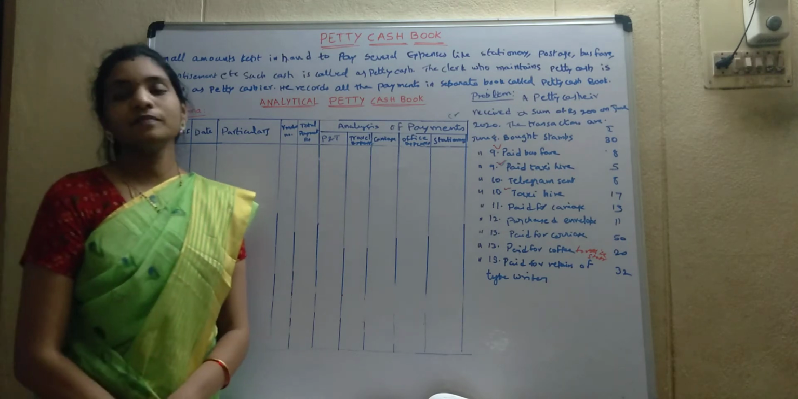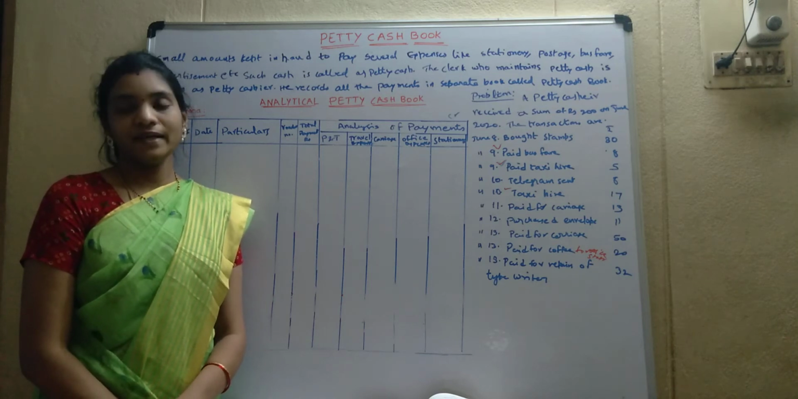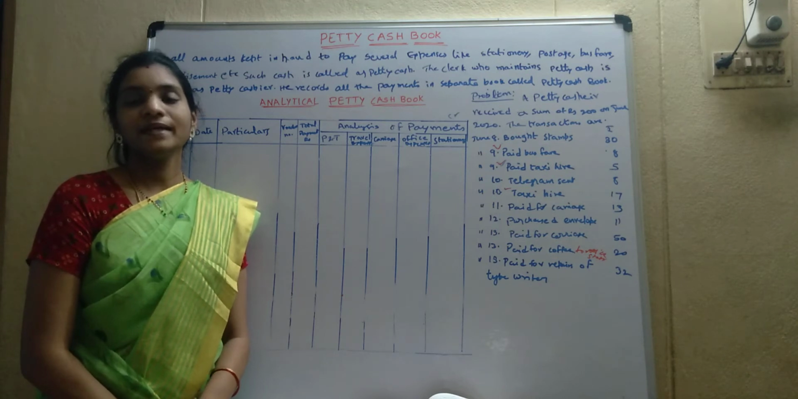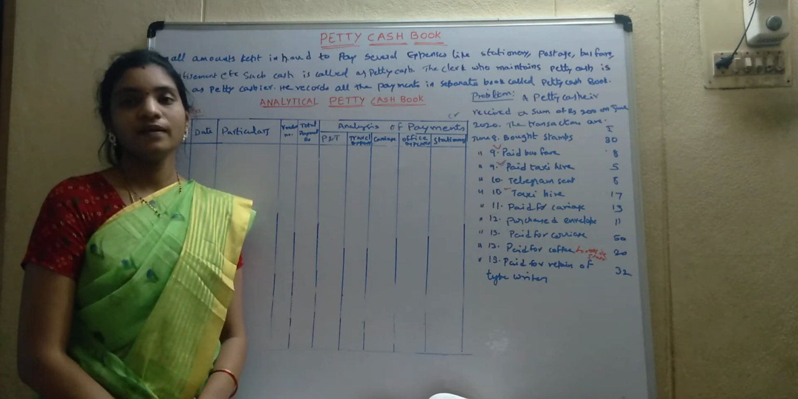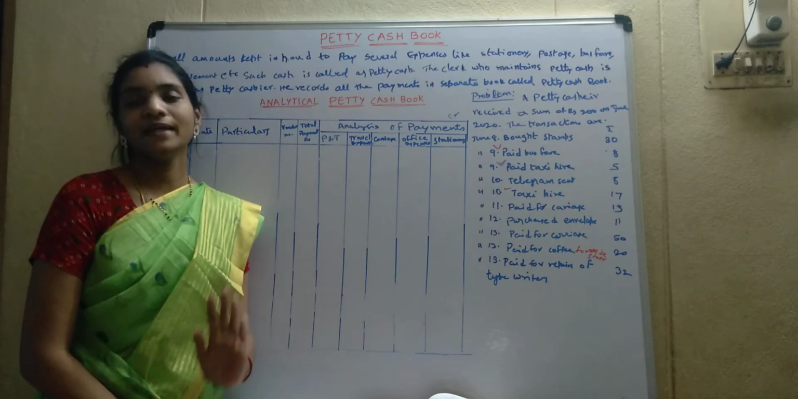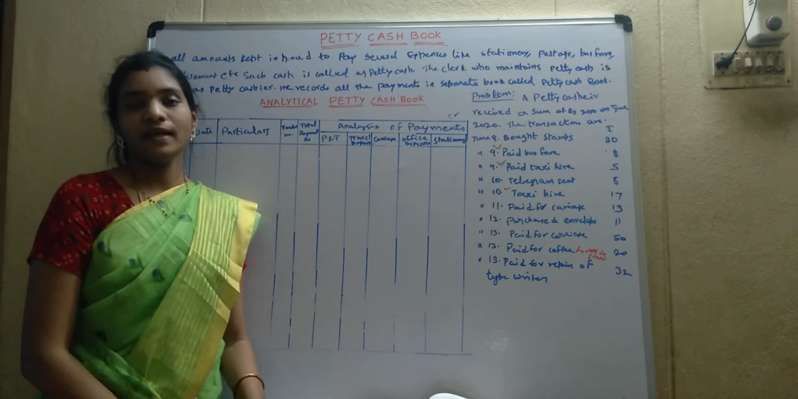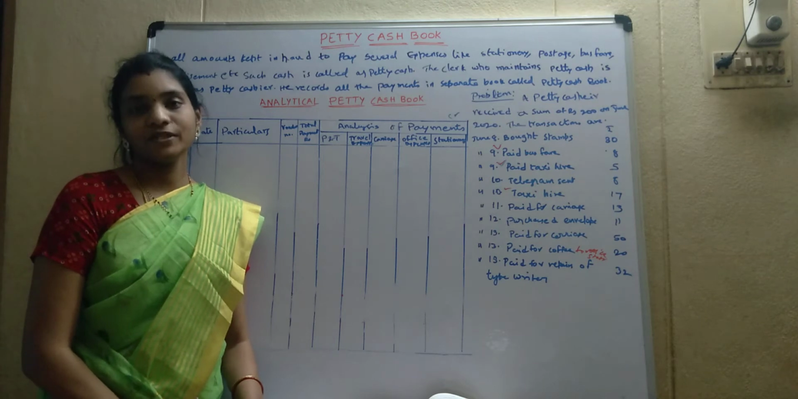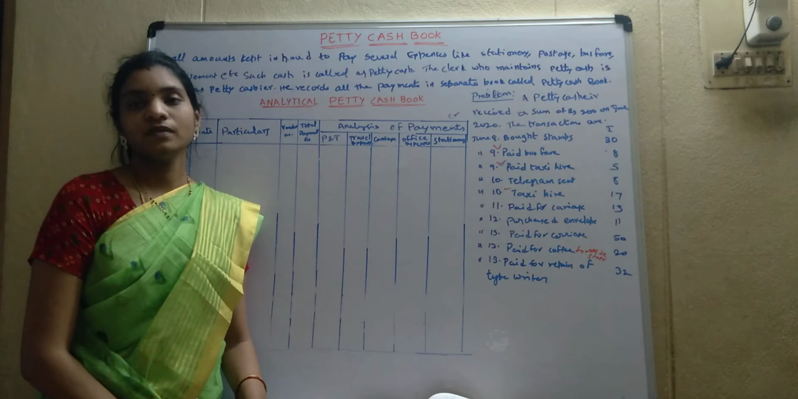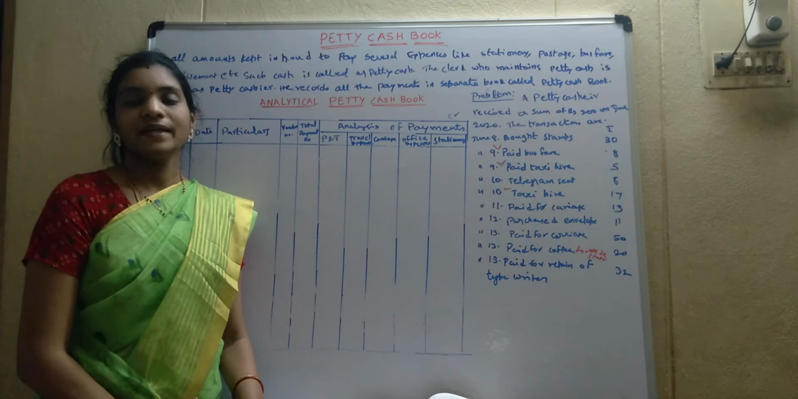What is the main objective of maintaining a petty cash book? To reduce the burden on the main cashier and on the main cash book. It's very difficult to maintain all the petty expenses in the main cash book. So we maintain a separate cash book called petty cash book. Who maintains the petty cash book? The petty cashier. Small petty expenses are recorded in the petty cash book.